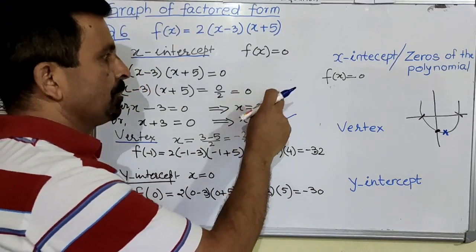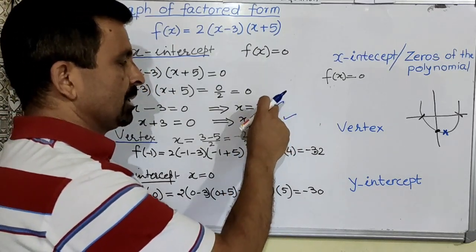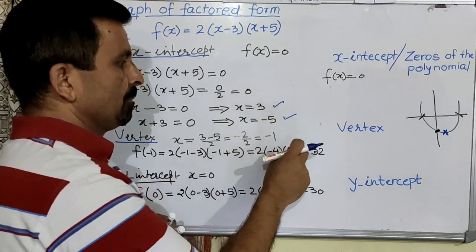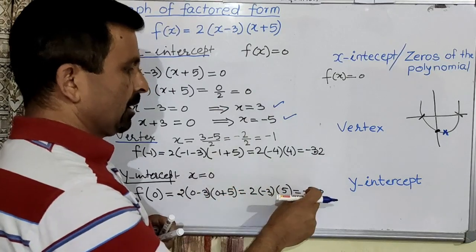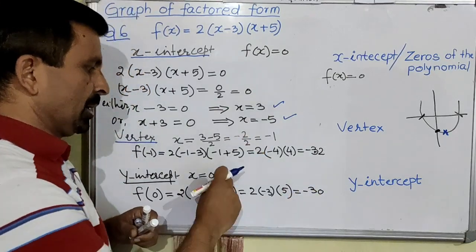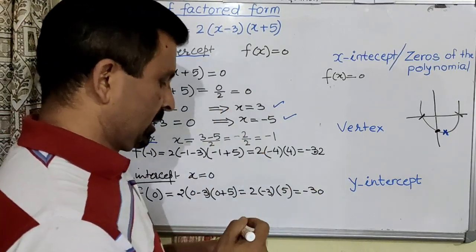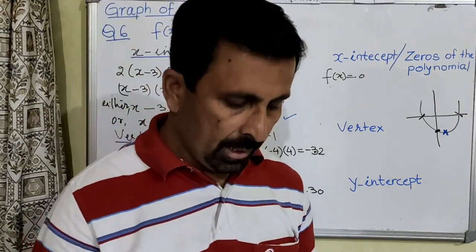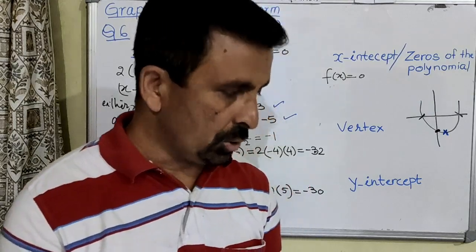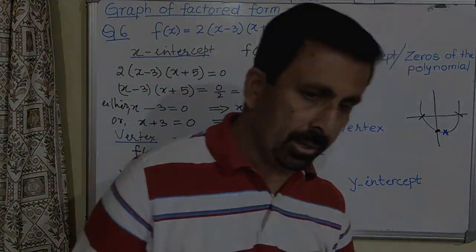So this is one value, this is another value, this will give you one point. This pair of numbers will give you the third point, and this pair of numbers will give you the fourth point. This way we will be able to get the graph of a parabola. So now I am going to show you the graph of this parabola.